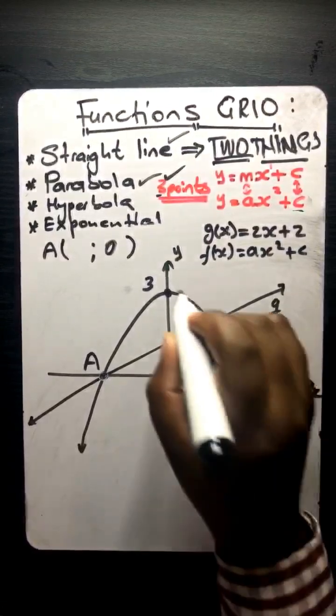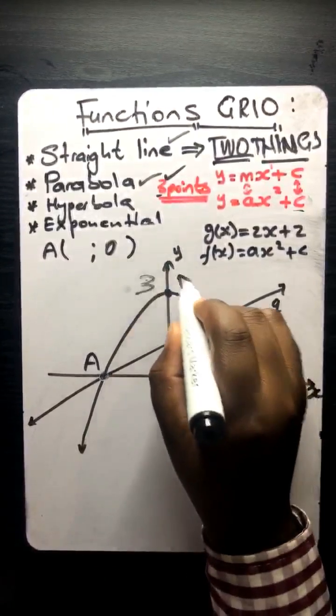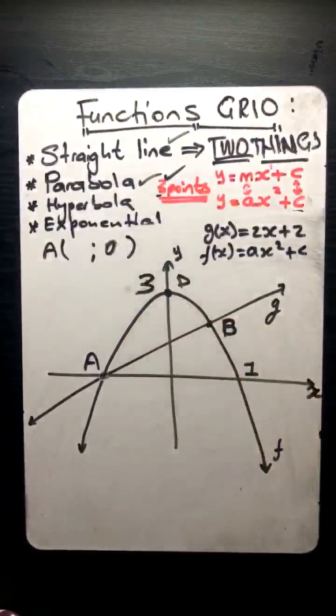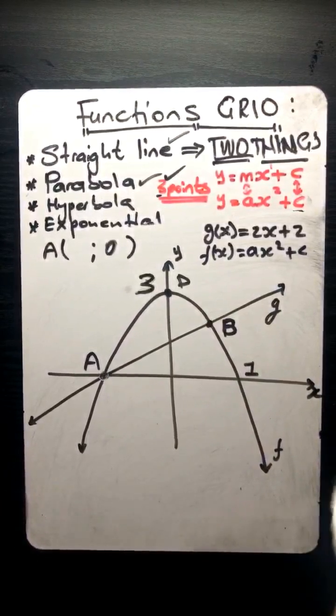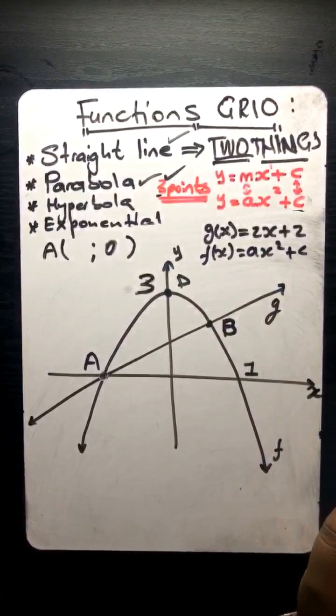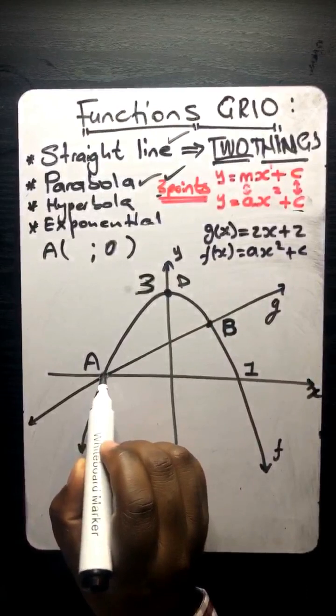Okay, let's say this one of 3 there. Let's say it's point D. Is point D on G, F, or both? Only on F. Yes, only on F. So now let's continue with our question where we calculate the coordinates of A.